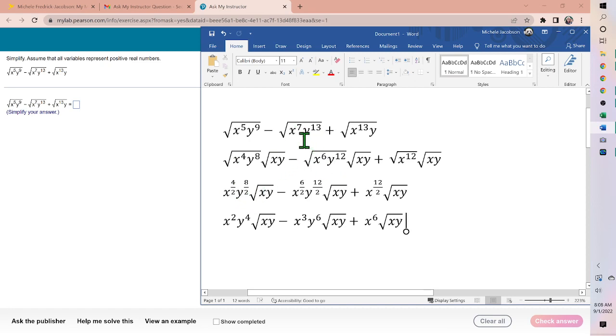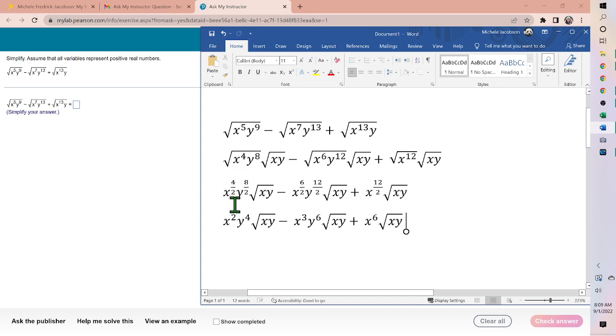Same thing here. These are both odd, 7 and 13, so I pulled one out, and it leaves a 6 and a 12. And the last one, the y was to the 1st power, so that will stay under the radical along with 1x to make this x to the 12th. So you want your exponents to be even, since this is an even root. Then, to bring the even parts out, you divide the exponents by 2.